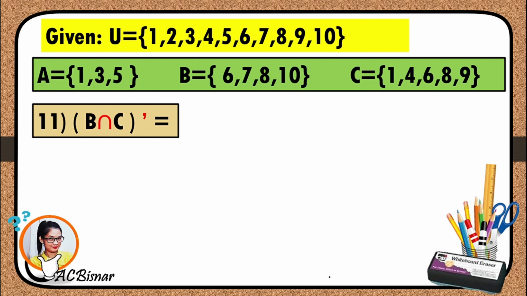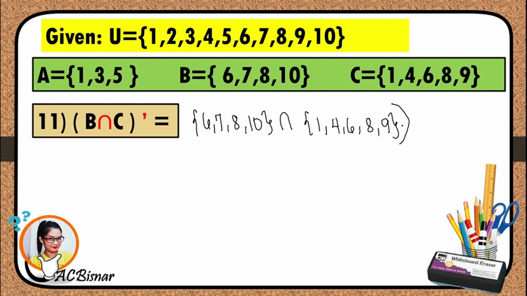Okay, last one. As you're observing here, we need to find first the intersection of B and C before we get the complement. Well, to do that, let us list the elements of B. We have 6, 7, 8, and 10. Then get its intersection with the elements in C, which are 1, 4, 6, 8, and 9, before you get the complement. So get first the intersection.